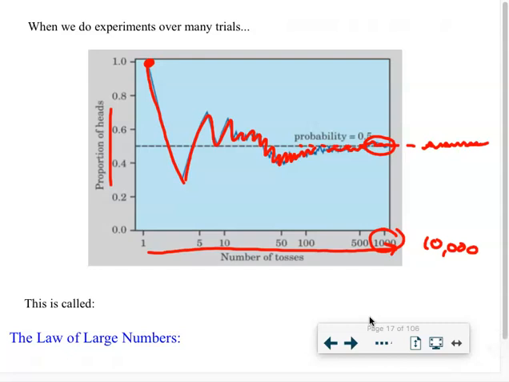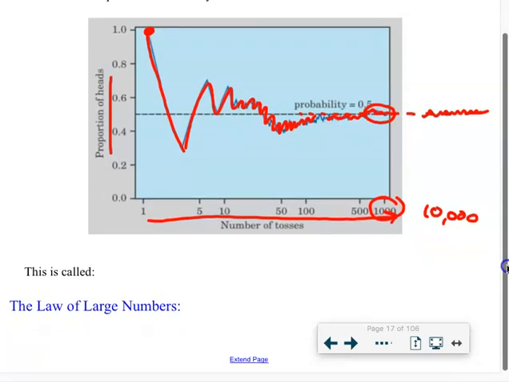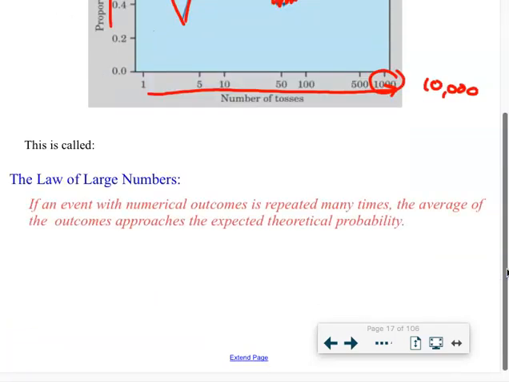This is called the law of large numbers. And here's what it says. If an event with numerical outcomes is repeated over and over and over again, the average of the outcomes approaches the expected theoretical probability. So what that means is if you flip a coin enough times, you're going to get very, very close to 50% tails and 50% heads. Just over time, these random events even out.